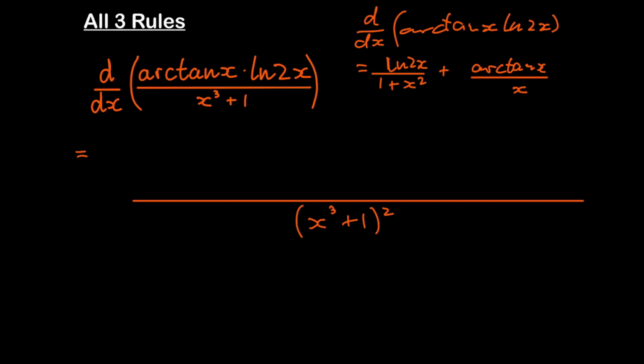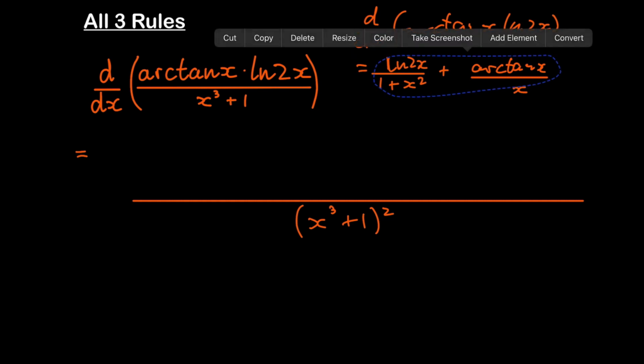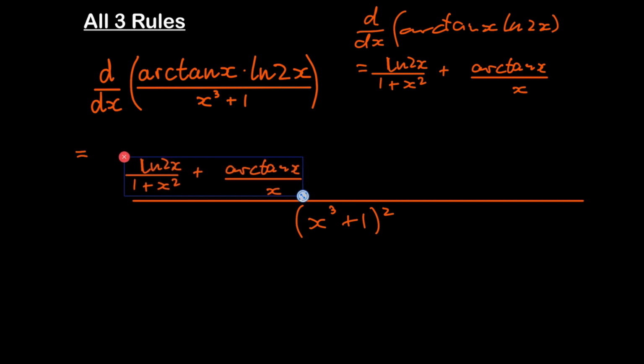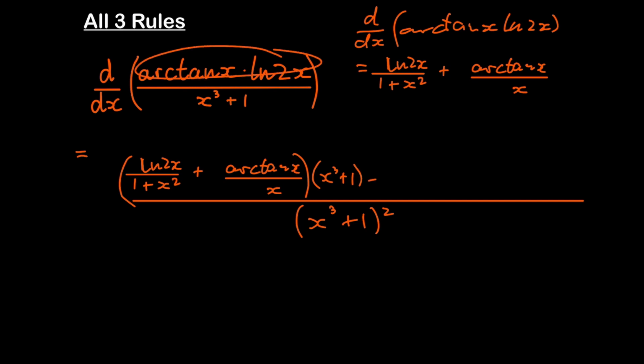So I'm going to copy that. And I'm going to paste it over here. Times by the denominator left by itself as it is, x cubed plus 1. And then minus, don't forget. And now this is the numerator left as it is. So arctan of x times by the natural log of 2x times by the derivative of the denominator. So that's simply 3x squared.